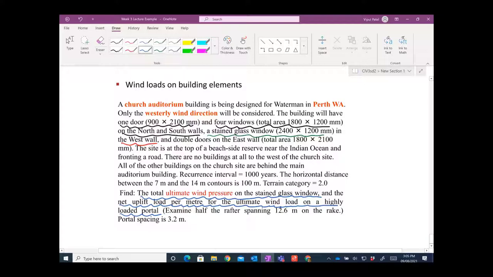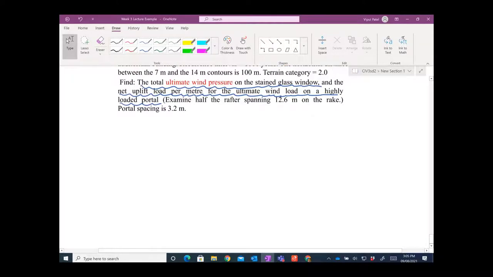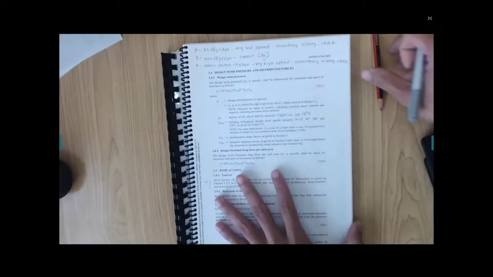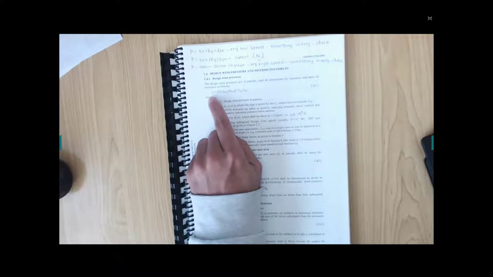Okay, let's start with the equation of pressures. As you can see in the theory, we use Bernoulli's equation to calculate the pressures. I can show you in the standard where the pressure equation is sitting. There you go, clause 2.4.1, design wind pressure. It has P equal to 0.5 times the density of air, V design theta squared, C fig, C dyn. Now in this case, let me open the one that I have here.